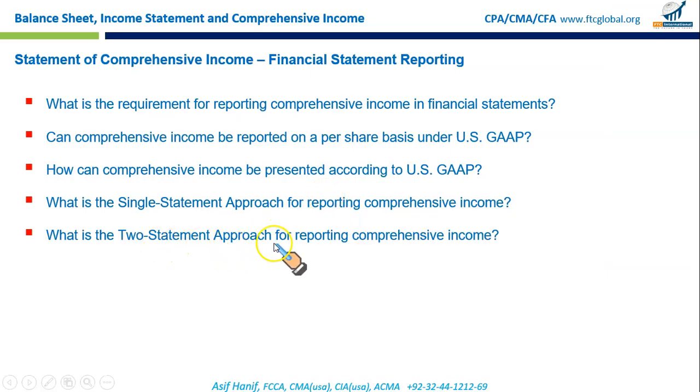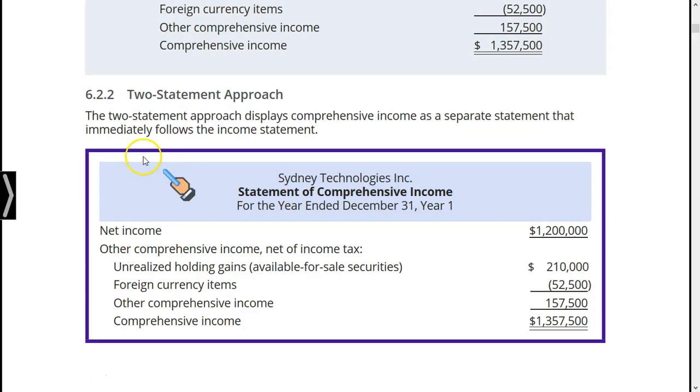Then what is the two statement approach for reporting comprehensive income? This is it. The two statement approach displays comprehensive income as a separate statement that immediately follows the net income or the income statement. This is the number for net income, and now this is a separate statement showing you the components of OCI. One important point to be remembered, whether you are reporting in a single statement format or two statement format, they have to be together. In a single statement, there's one continuous statement, but in the two statement approach, you need to display them in a single place, one followed by the other.